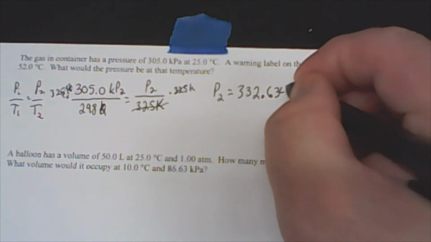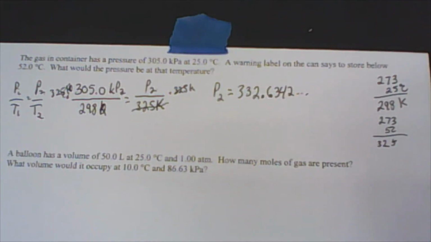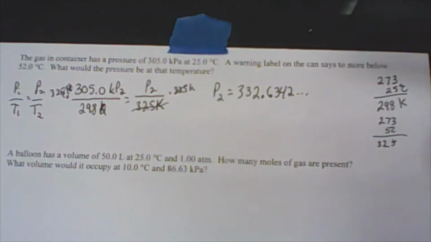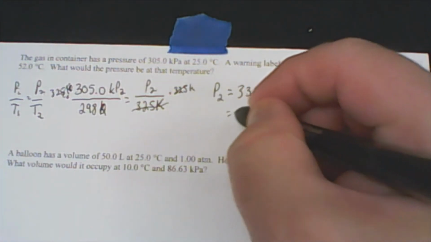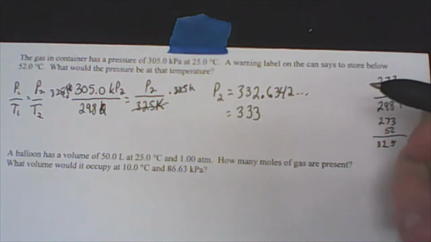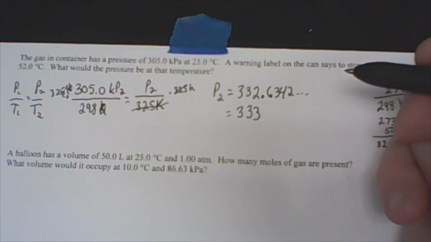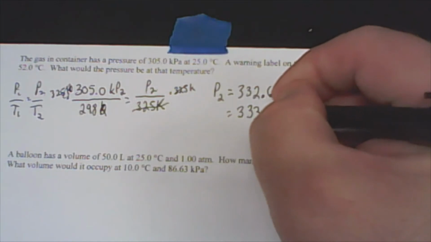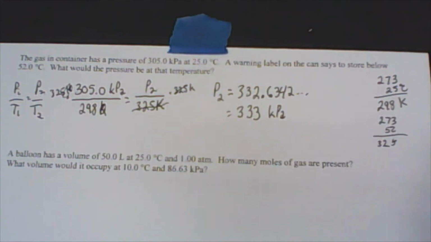I do the math. I come up with 332.6342. Yada, yada, yada. That rounds off to 3 significant digits. Why 3 significant digits? Well, 298 Kelvin, that's 3 significant digits. So even though I've got 4 here, I've got 3 there. So that is 333, and what are my units? Well, the only units I have left are right here. Kilopascals, kPa. And there's my answer.